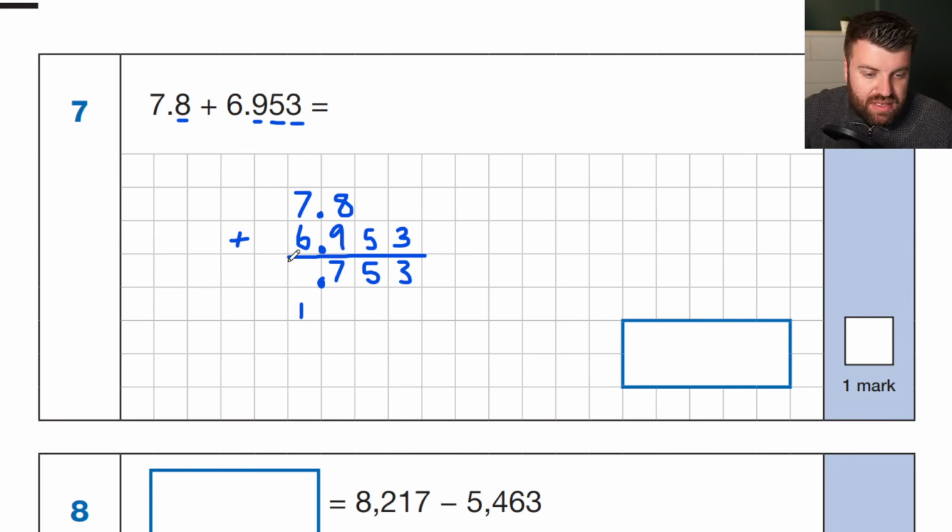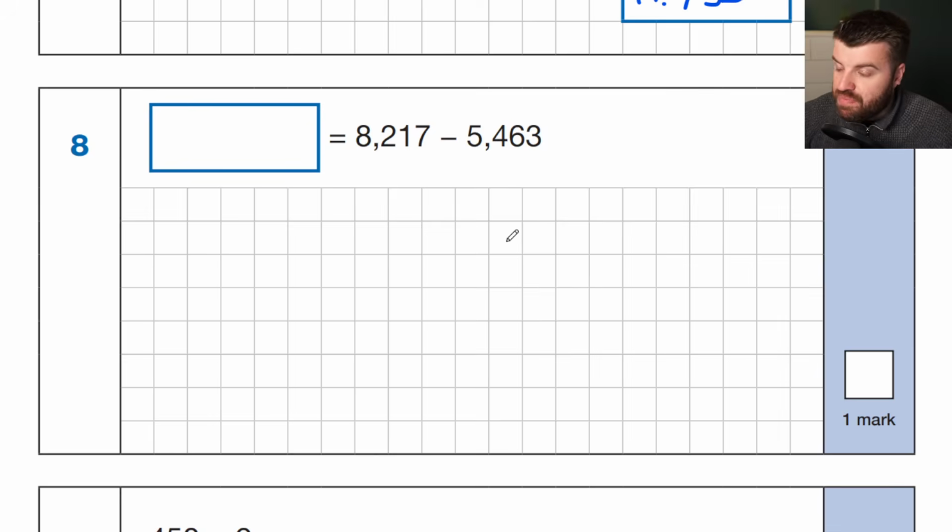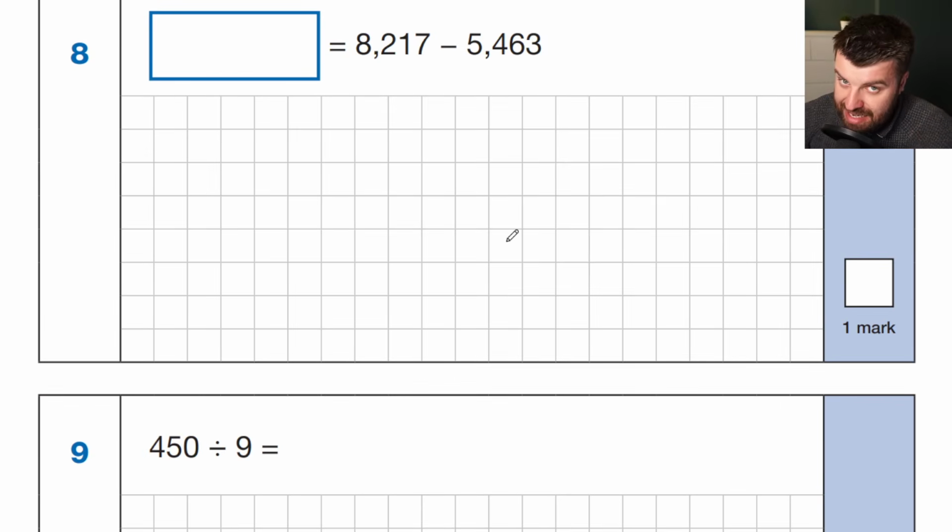7 plus 6 plus 1, that's going to give us 14, and that's our answer, 14.753. That's the answer, making sure that we just don't do anything silly in these questions. 8,217 subtract 5,463. This is just a case of them testing your proficiency when it comes to column subtraction.